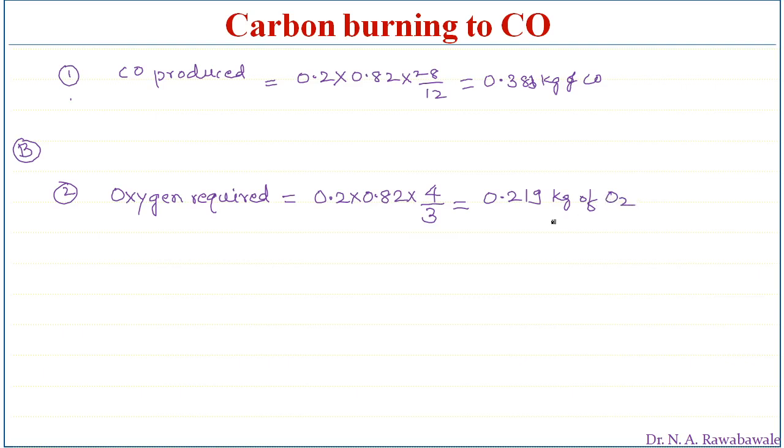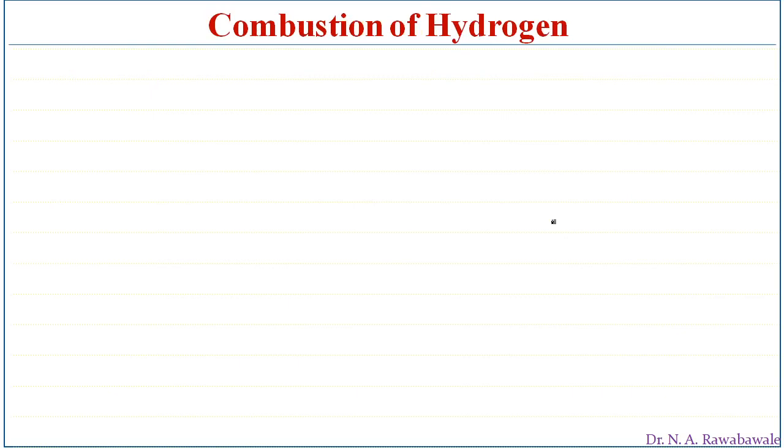Then after that, the combustion of hydrogen. Here 1 kg of hydrogen, H2, is burned in the presence of 8 kg of oxygen, producing 9 kg of H2O. This is the combustion equation which we were supposed to write in that lecture, but we forgot to write it. So the amount of oxygen required is 8 kg for 1 kg of hydrogen, and it produces 9 kg of water or steam.